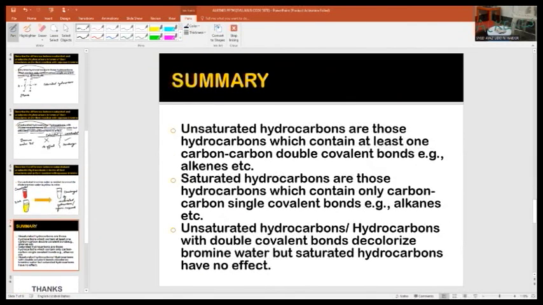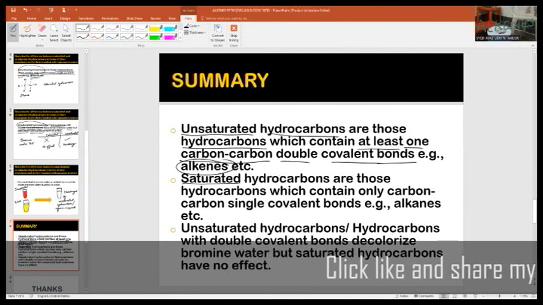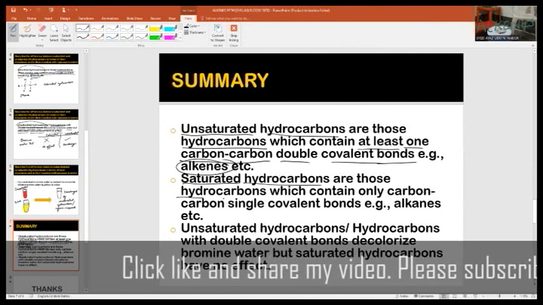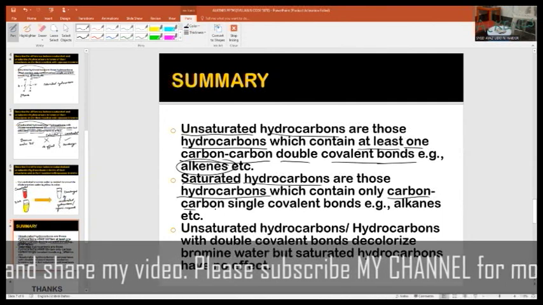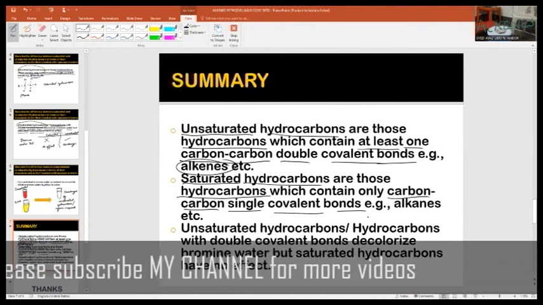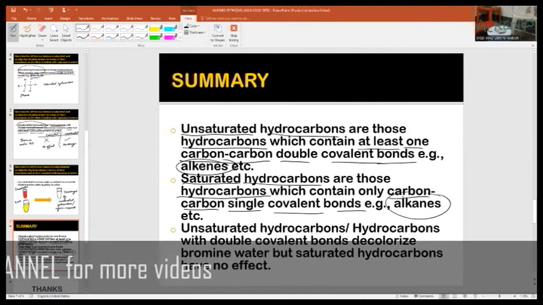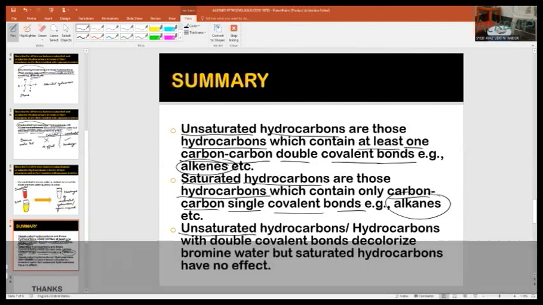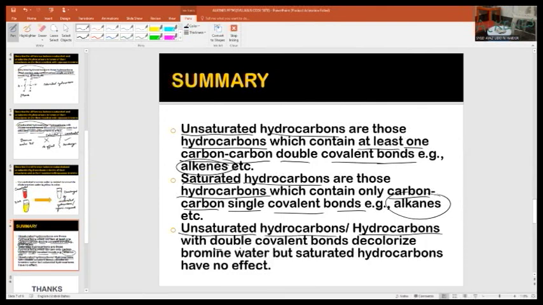In summary, unsaturated hydrocarbons are those hydrocarbons which contain at least one carbon-carbon double covalent bond. Example, alkenes. Saturated hydrocarbons are those hydrocarbons which contain only carbon-carbon single covalent bonds. For example, alkanes. Unsaturated hydrocarbons, or hydrocarbons with double covalent bonds, decolorize bromine water, but saturated hydrocarbons have no effect.